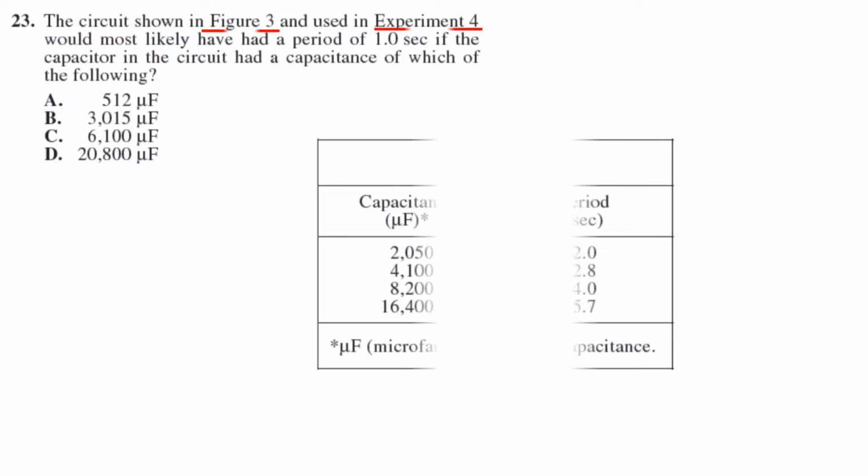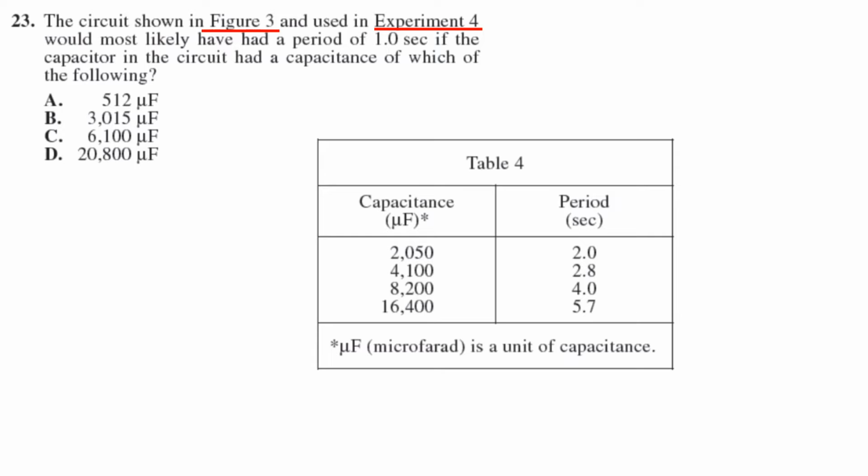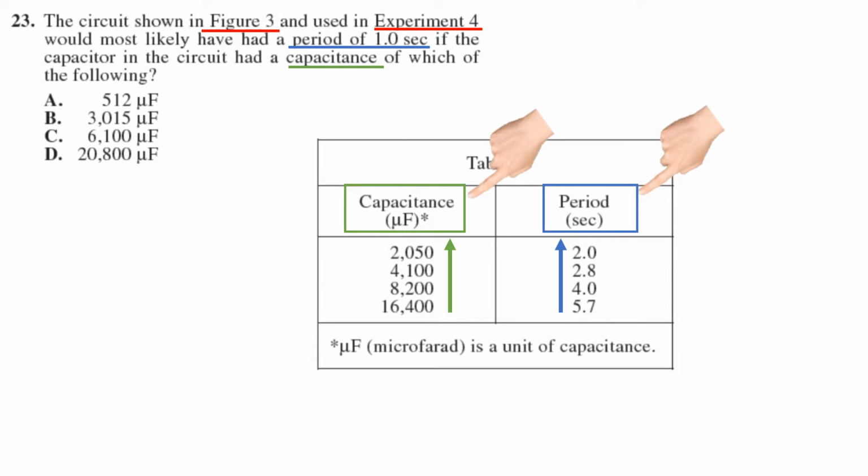Number 23, the circuit shown in figure 3 and used in experiment 4. Using table 4 because that's where it points us to, would most likely have had a period of 1 second. So we're going to find the period column, and 1 second means it's getting smaller. It goes from 5 to 4 to 2.8 to 2. So 1 will be smaller, but had a capacitance of what? So we look at the capacitance column.